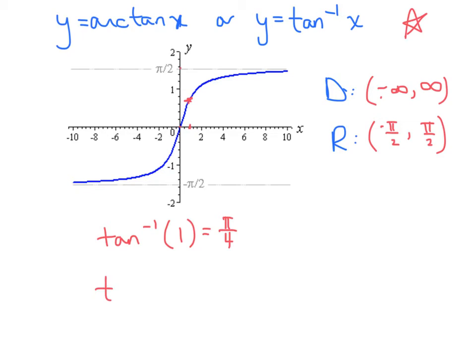And then if I asked you for the inverse tan of negative 1, well, that would fall right here, which again would be halfway between 0 and negative pi over 2, so it's negative pi over 4.